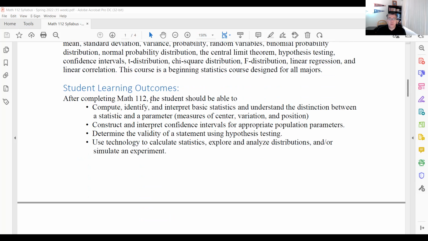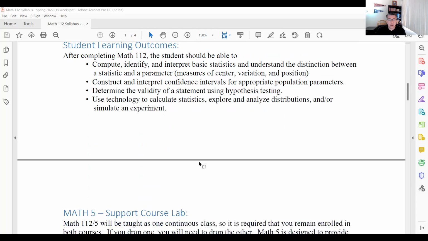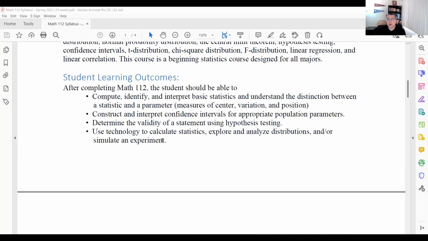After completing Math 112, the student should be able to compute, identify, and interpret basic statistics and understand the distinction between a statistic and a parameter, measures of center, variation, and position. Construct and interpret confidence intervals for appropriate population parameters. Determine the validity of a statement using hypothesis testing, and use technology to calculate statistics, explore, analyze distributions, and or simulate an experiment. So you'll also be required to know probability.